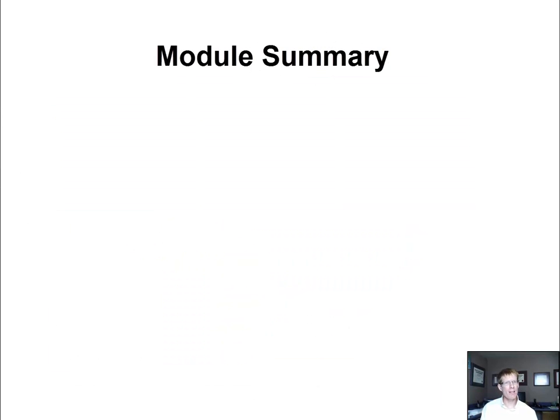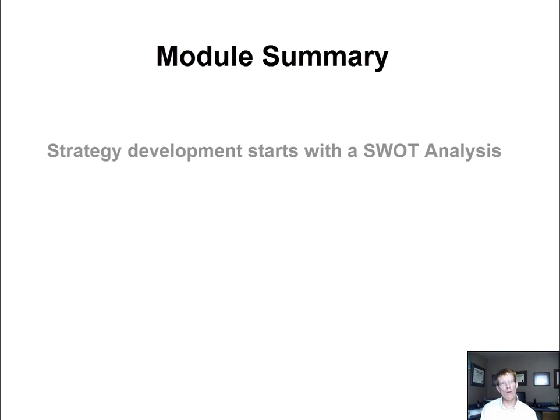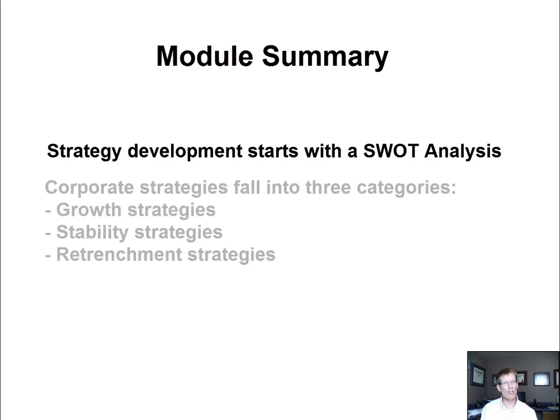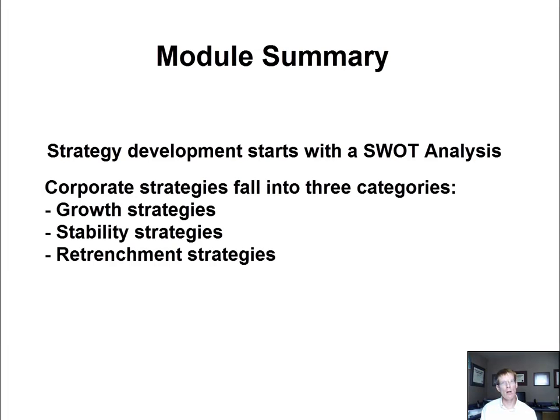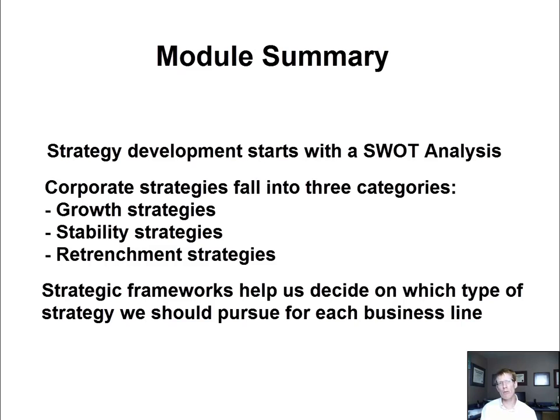So we covered a lot in this lesson. We started with showing how the findings from our SWOT analysis and our current assessment can be used to help develop strategy. We then discussed the various corporate strategies a company can pursue for one or more of its lines of business. We looked at growth strategies, stability strategies, and retrenchment strategies, and used some strategic frameworks to help us identify when each of these strategies should be considered.